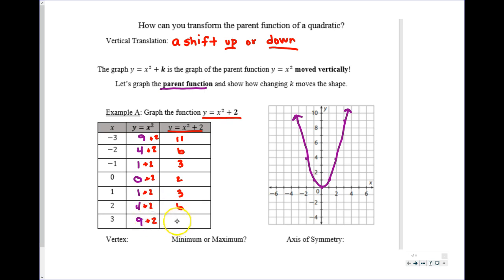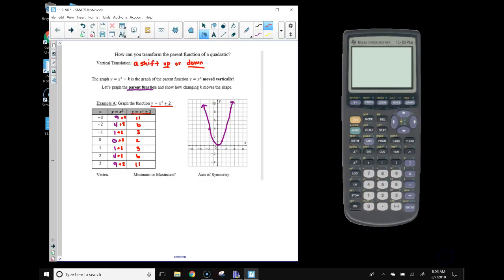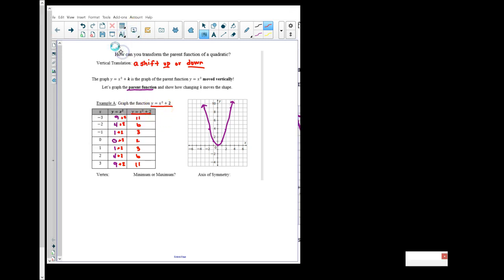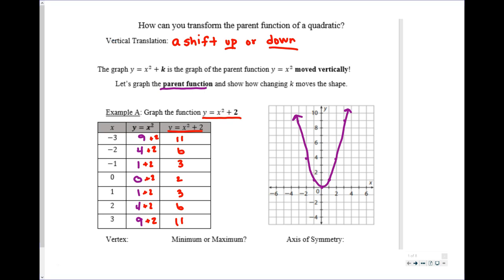And if we were to take our calculators, which of course you're always more than welcome to do, and we were to type in x squared plus 2 and get the table, you're going to see that it's going to give you the same points I just got. 11, 6, 3, 2, 3, 6, 11. So either way, however you want to think about it. But I do want you to realize that when you take the parent and add 2, you're just taking the y values and also adding 2 numerically. So let's see what this graph is going to look like.